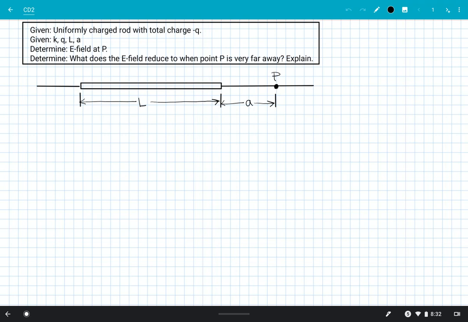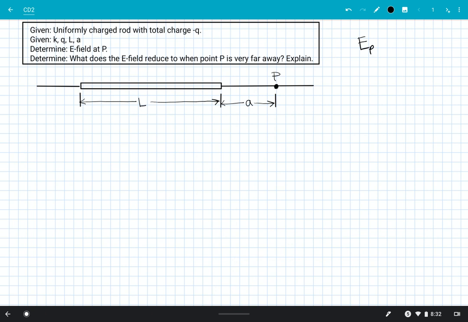We have a uniformly charged rod again. Our total charge is negative Q this time. So it's charged uniformly. The total charge is negative. And we're given the length of the rod. And this time we're interested in a point that's off to the side of the rod, some distance A, right? And we're interested in the electric field at that point.